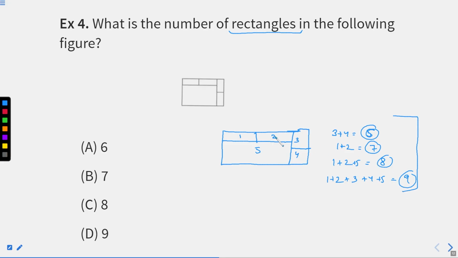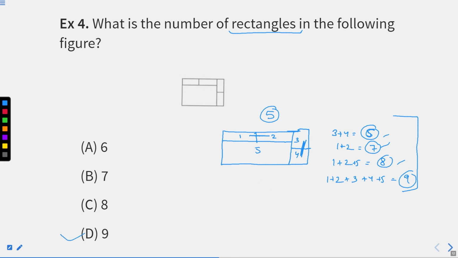That is, mark every section or every partition in the figure, right? As soon as you mark all the partitions, you can directly name them, and I'm naming them 1, 2, 3, 4, 5, right? Here I am using 1, 2, 3, 4, 5 as 5 different rectangles. And if we add 3 and 4, we will get our 5th. If we add 1 and 2, we'll get our 6th and 7th. Similarly 8th and 9th.